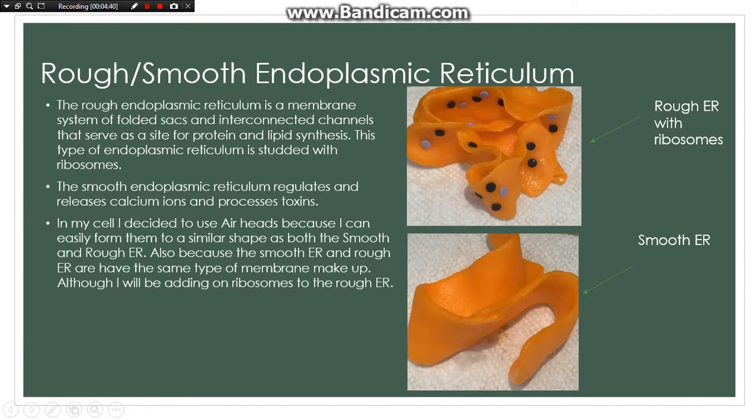I decided to use Airheads because I can easily form them to a similar shape as both the smooth ER and rough ER. Also because the smooth ER and rough ER are the same type of membrane makeup, I can use the same thing, but I can add ribosomes onto the rough ER.